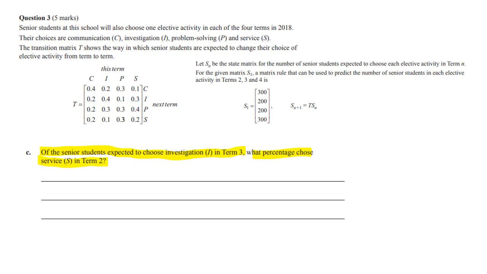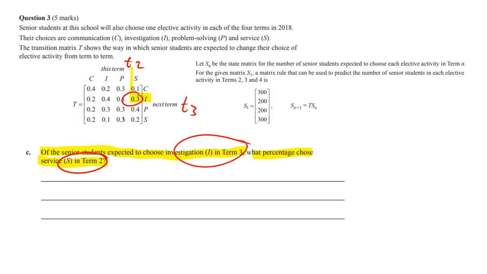So you've got to look at when you're looking from. We're going from services in term 2 to investigations in term 3. So it's services to investigations, yes? And it is confusing. If it's this term, that would be term 2, and this would be term 3. So you have to know that term 2 was S and term 3 was I.